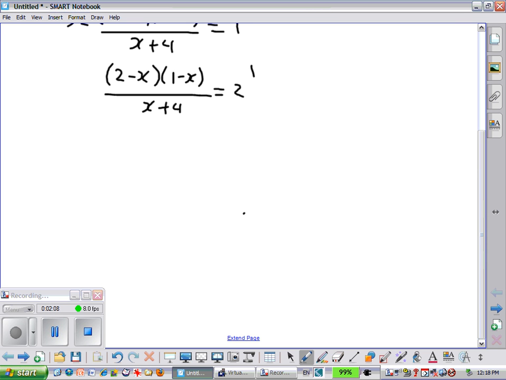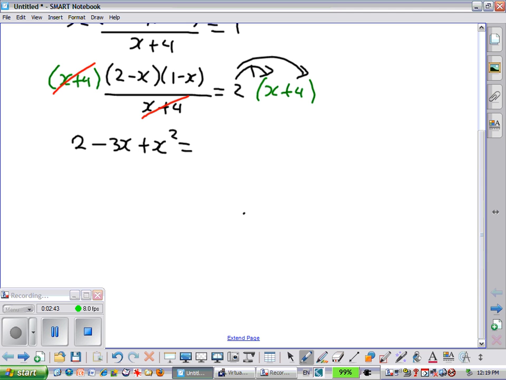Now this becomes an algebra question. How do we solve an algebra question with a fraction in it? I'm going to multiply both sides by the common denominator. When I multiply both sides by the common denominator, it allows me to cancel my fraction part. That is very helpful when we are solving a question. So on the left-hand side, I am now going to have something I've got to FOIL out, and on the right-hand side, I'm going to distribute through that 2.